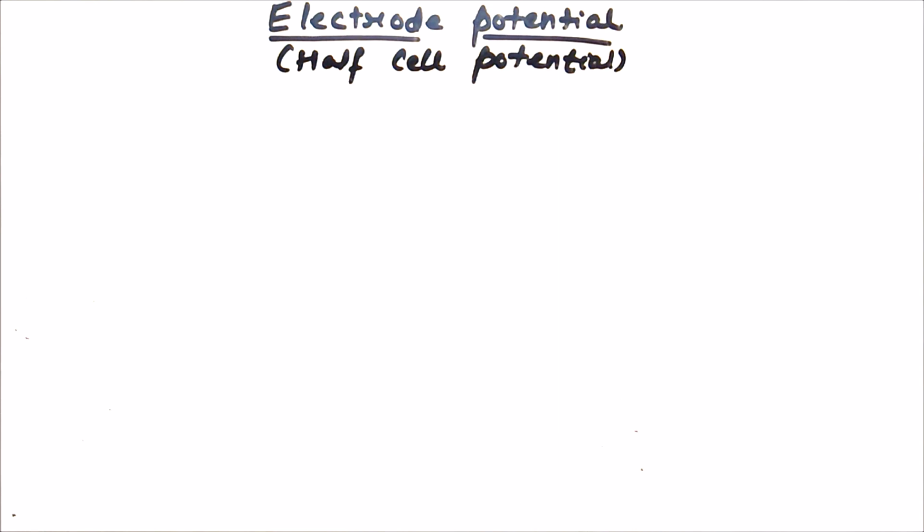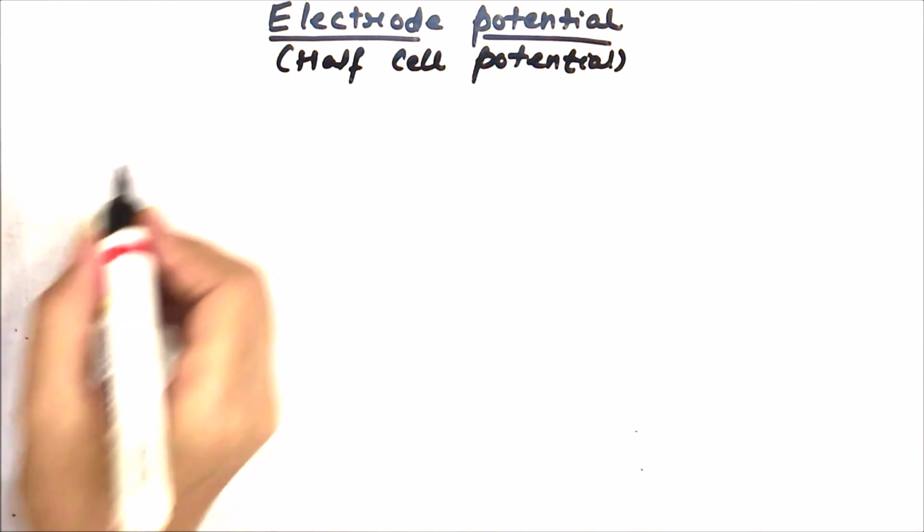Now what is electrode potential? Students, you know that we have already studied in the galvanic cell that one electrode loses electrons and another electrode gains electrons. In that, the anode was losing electrons and the cathode was gaining electrons, right? So this tendency to lose and gain electrons is called electrode potential.